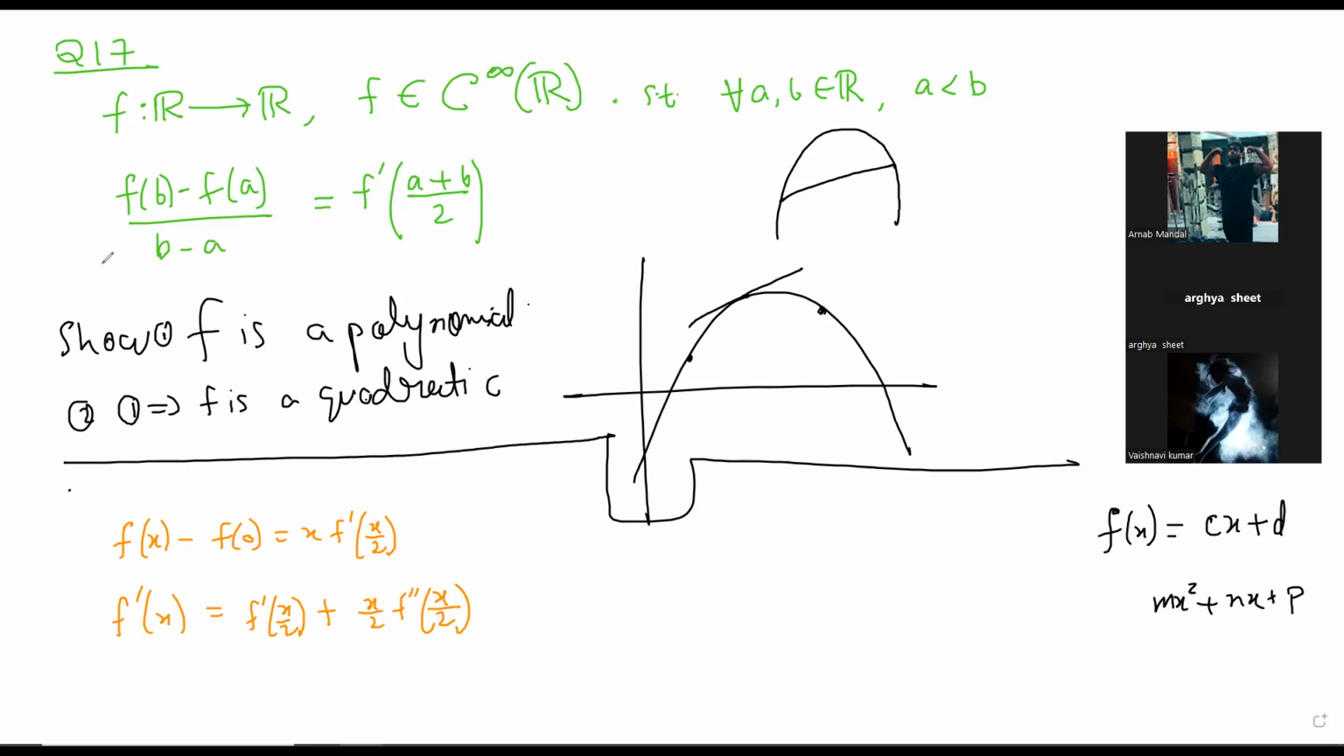And you can just assume f of 0 is 0. That's not going to change anything. Just translate the function. All these facts are going to remain the same. So I'll just assume this is 0, so you don't have to think. Because you can just translate, and this equation will still be true.